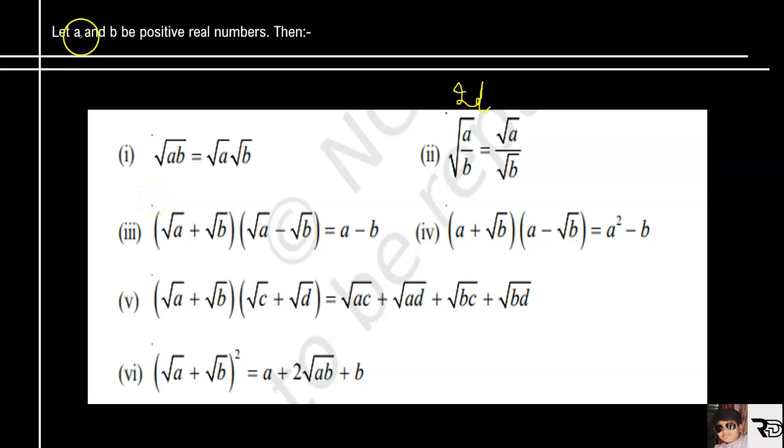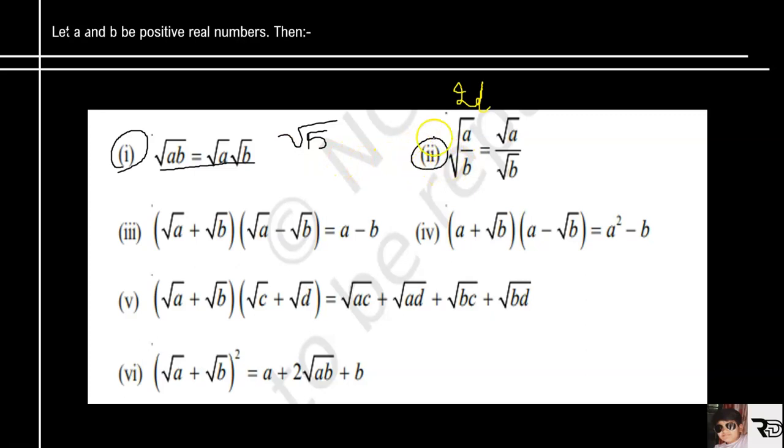So if A and B are any positive real numbers, then the identities would be something like all the ones listed over here. The first identity is root AB equals root A into root B. This is the same as we did: root 15 can be bifurcated into the form root 3 into root 5, right? There, root 15 was root AB and root A and root B were root 3 and root 5. So we can bifurcate in that manner. This is my first identity, which is the most common one and very easy to understand.